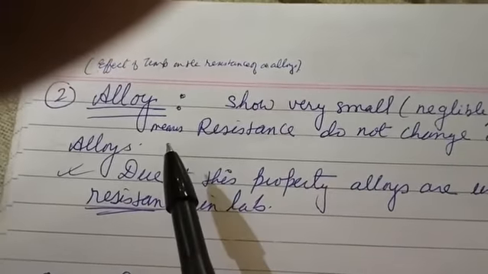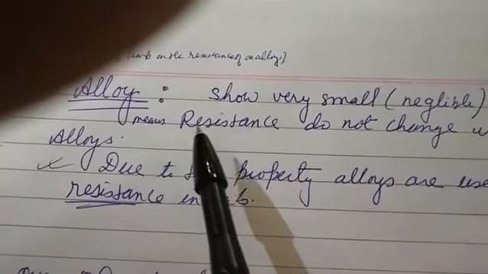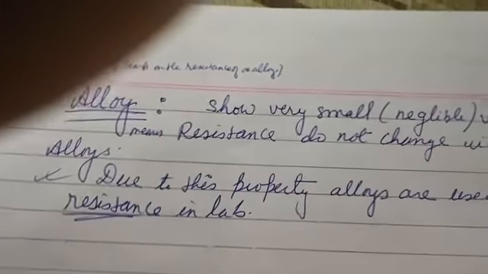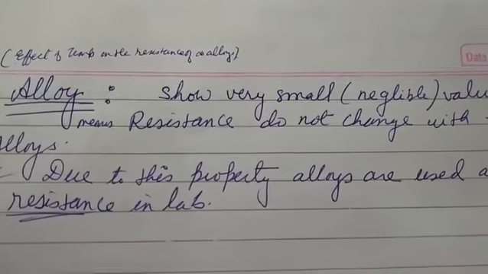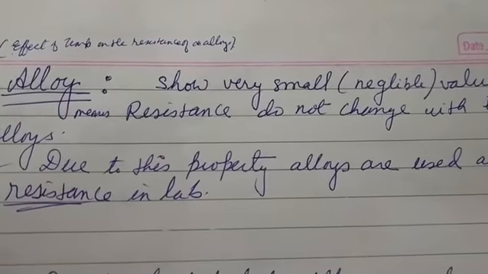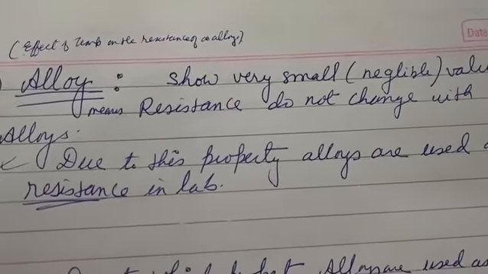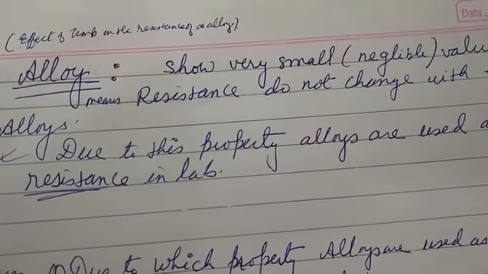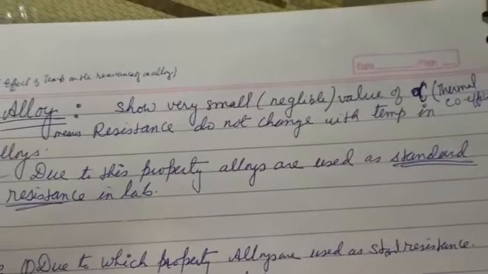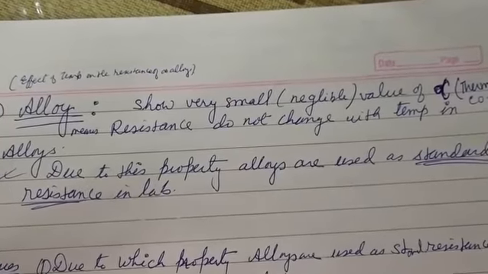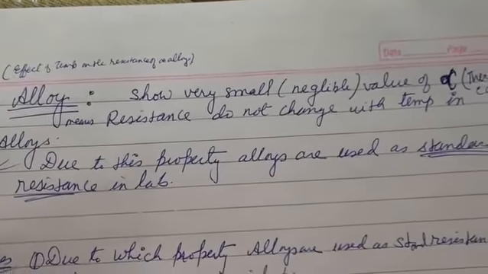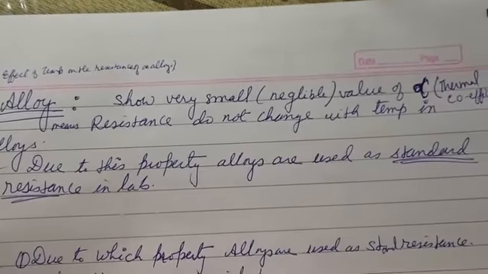So by increasing the temperature, what happens in the alloy? There is no change in its resistance. Remember it: by increasing the temperature, there is no change or negligible change in the resistance of the alloy. Because of this property, alloys are used as a standard resistance in the lab.